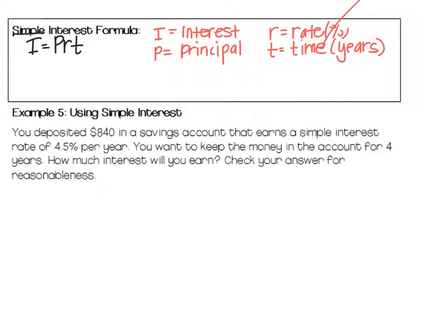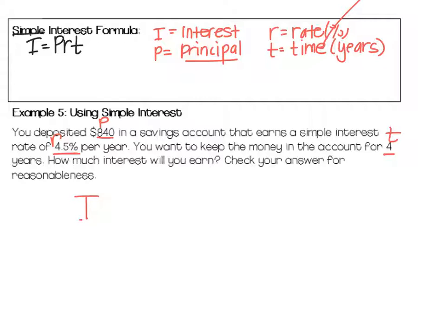Alright, so for example, you deposited $840 in a savings account that earns a simple interest rate of 4.5% per year. You want to keep the money in the account for 4 years. How much interest will you earn? Check your answer for reasonableness. So, I'm just going to plug it into the formula. $840, that's my starting amount, which is my principal. 4.5%, that's my rate, but I need to change it to a decimal. 4 years, that's my T.